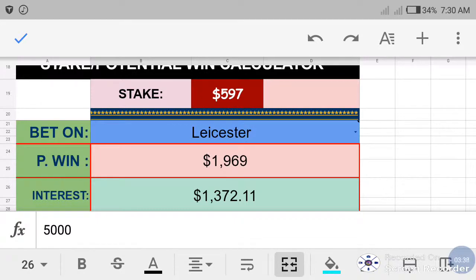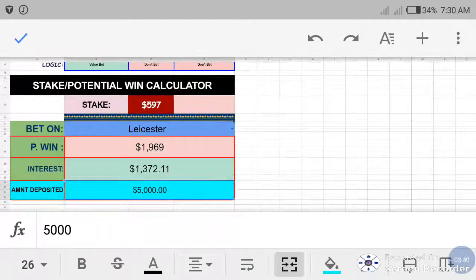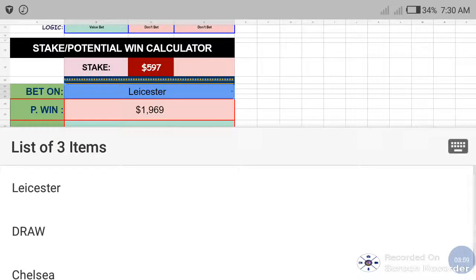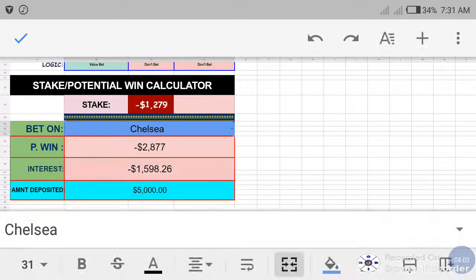So out of 5,000, the model is telling us to stake 597 on Leicester to win. If you stake 597, our return will be 1,969, giving us a profit of 1,372.11. In case we decide to bet on the draw or Chelsea to win, what you see here is a negative value. What this negative value means is you don't need to bet because there is no value. So don't stake on anything negative. If you go to the draw, you also see a -8. So no need for you to stake on negative.